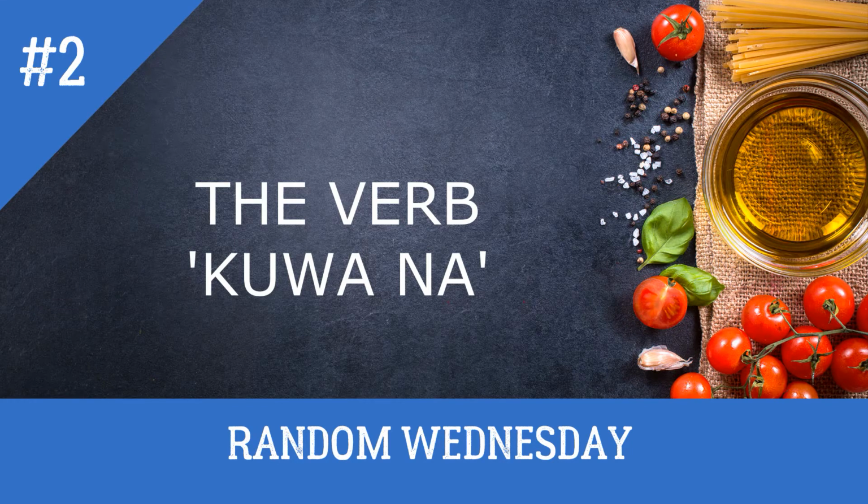In today's episode, we are going to be talking about the verb to have, kuwa na. How do you express your possession of something? Last week, we talked about having, enye. Today, I'm going to show you how to express your direct ownership of an item. I hope you find this useful.